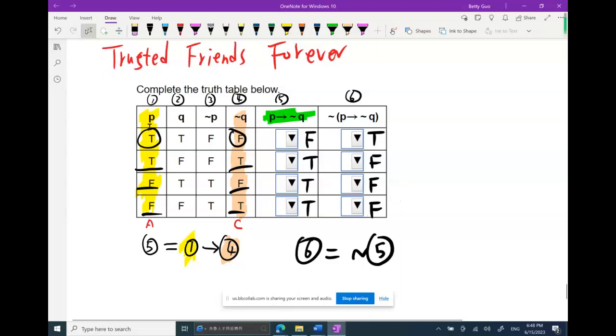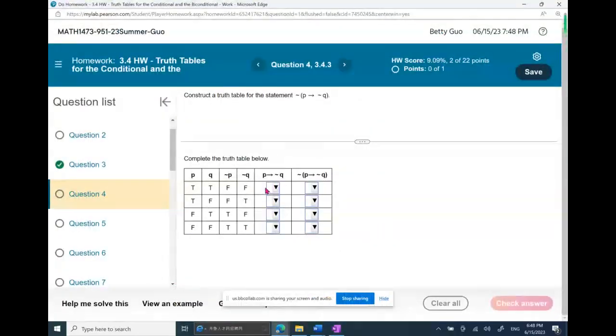Only when the antecedent is true and the consequence is false, we have the conditional false. Only when P is true and now Q is false, this is an F. All other cases T, T, T, and the negation has the opposite: T, F, F, F.